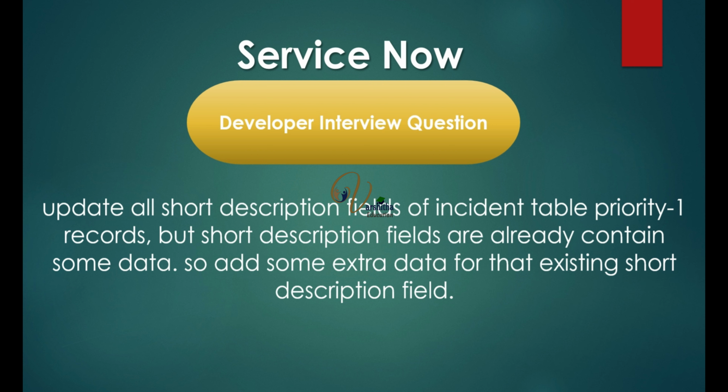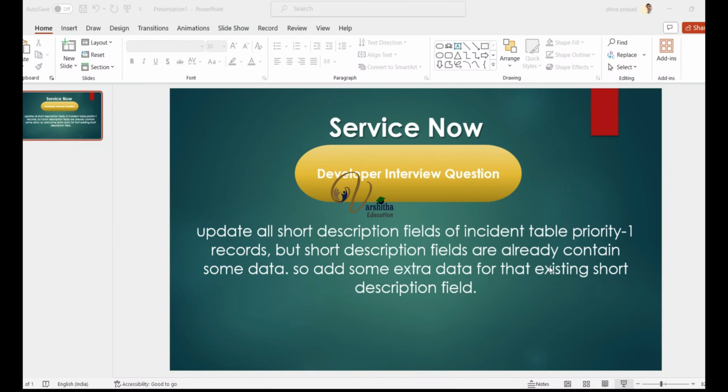We need to give some additional information. A priority 1 ticket can already contain field values like a short description. I need to add something extra to the short description. The question says the short description already contains data, but we need to manually add some extra information for the priority 1 tickets. So how do we achieve this? We will see in today's video. Okay, now let's go with the topic.